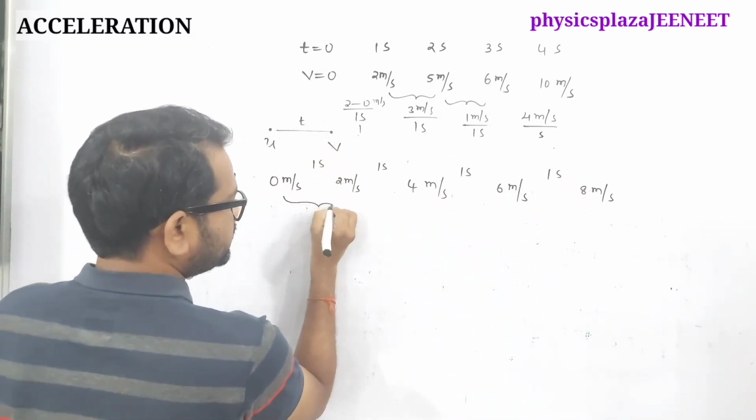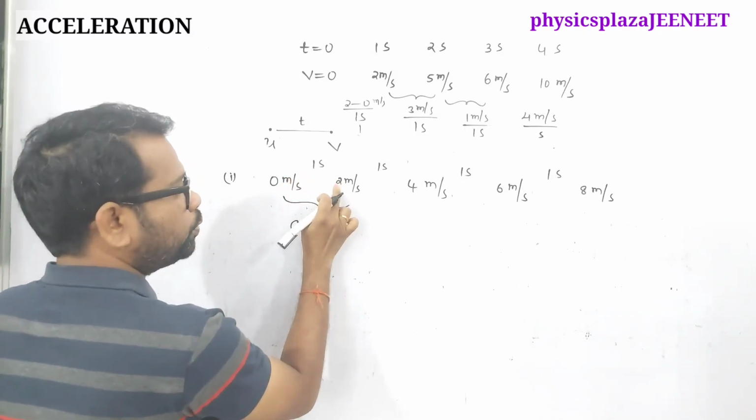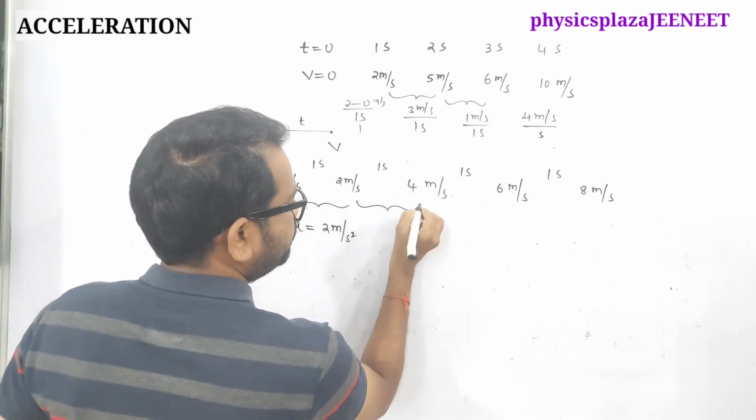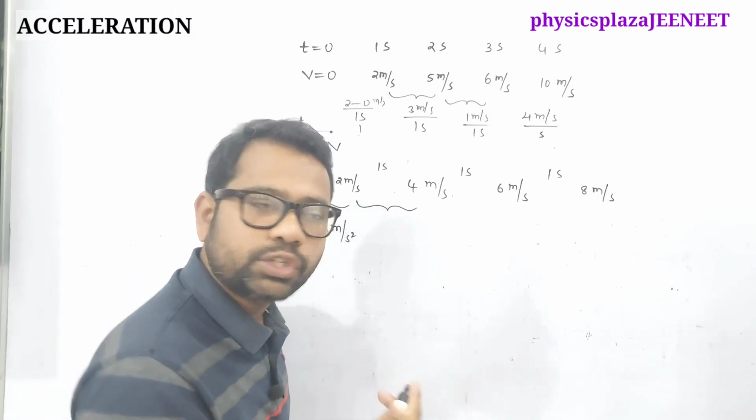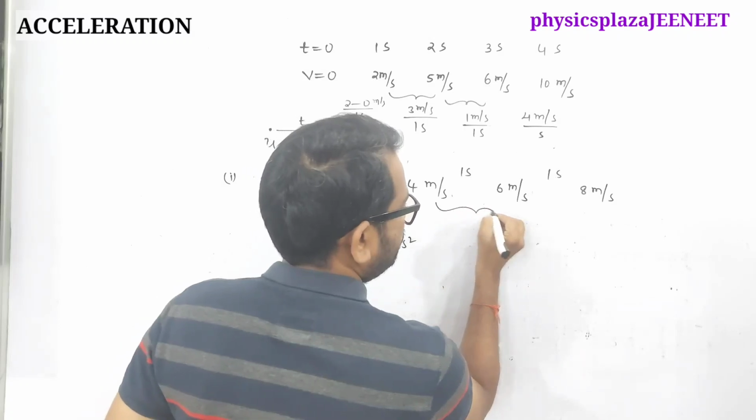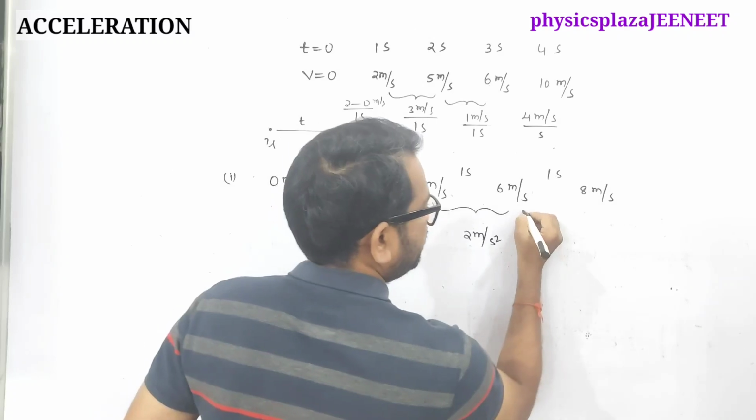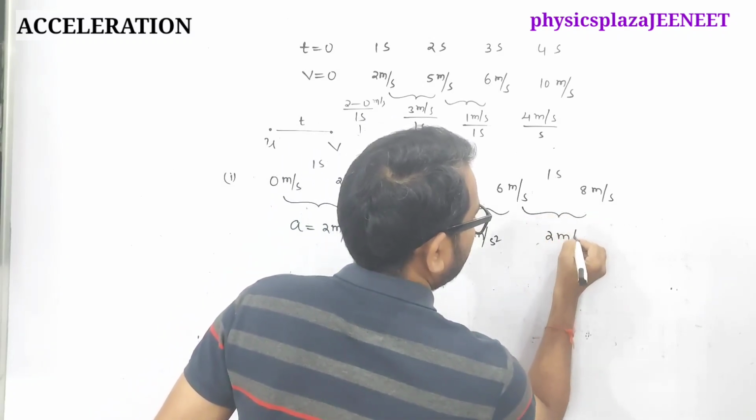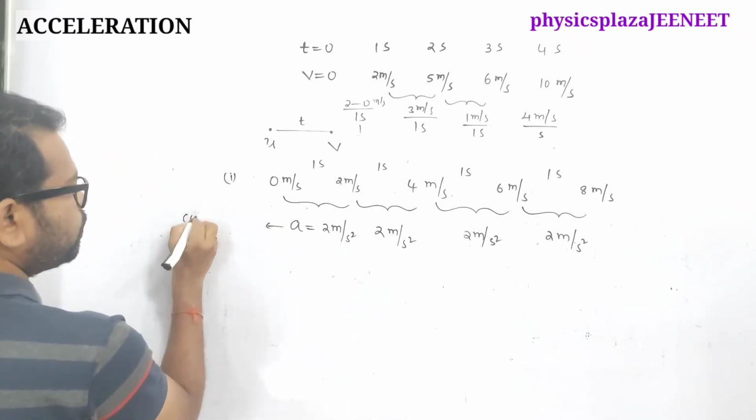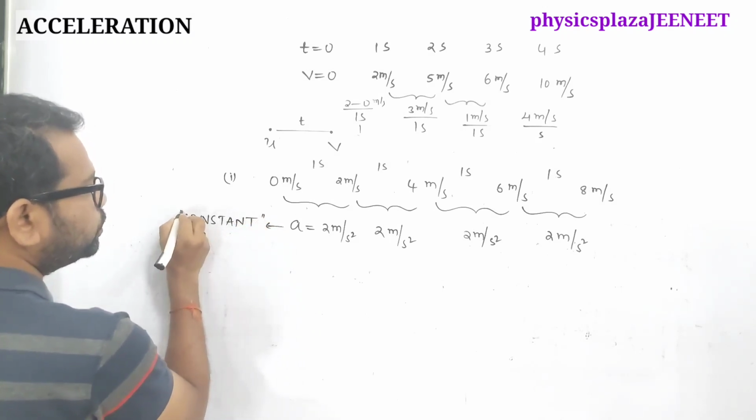Now, let us try to calculate the acceleration here, children. Acceleration is equal to final velocity minus initial velocity divided by time. So 2 minus 0 by 1 is 2 meter per second square. Here you can see 4 minus 2 is 2, by 1 is 2 only. So here also acceleration is 2 meter per second square. And 6 minus 4 is 2, so 2 meter per second square. And this is also 2 meter per second square. So children, here the acceleration is constant throughout the journey.